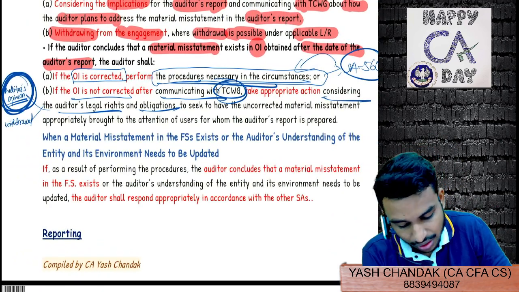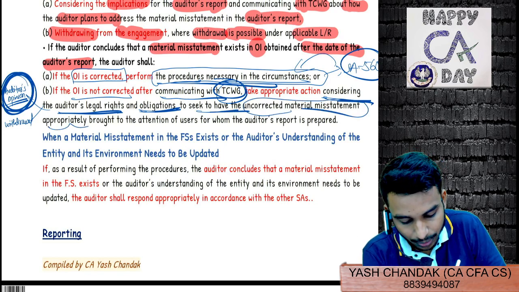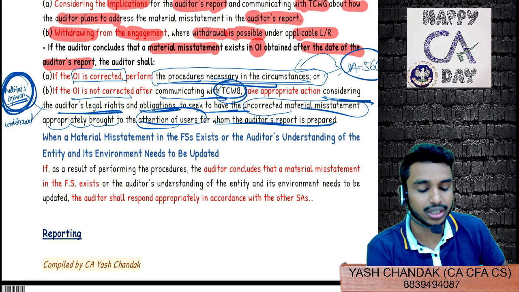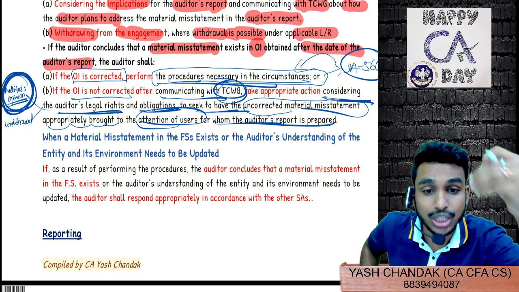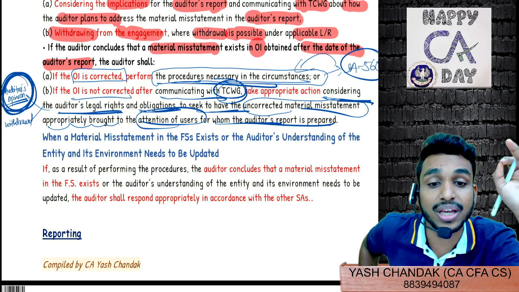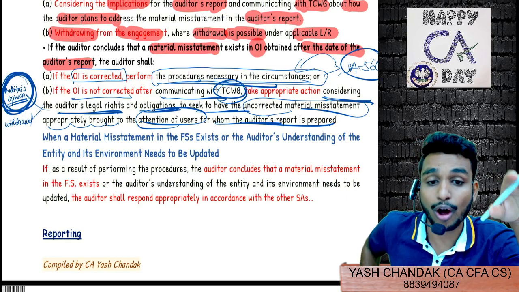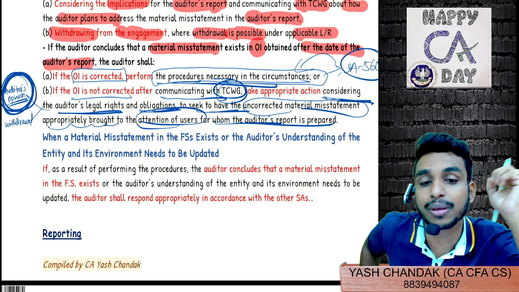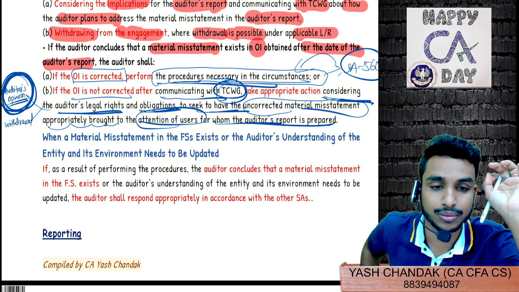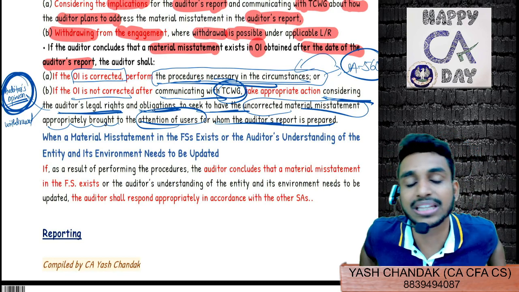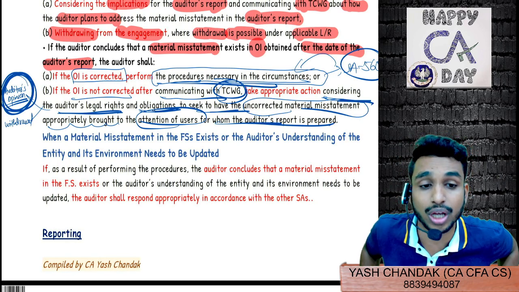Therefore, considering the auditor's legal right and obligation to seek to have the uncorrected MMS appropriately brought to the attention of the users for whom the audit report is prepared, he will make sure that all the users of the auditor's report are made aware that the auditor's report is not that reliable, or that there is a material misstatement in the OI because of which they should refrain from relying on the auditor's report. So you will have to take the appropriate action to make the users of the financial statements and the users of the auditor's report aware of the same.